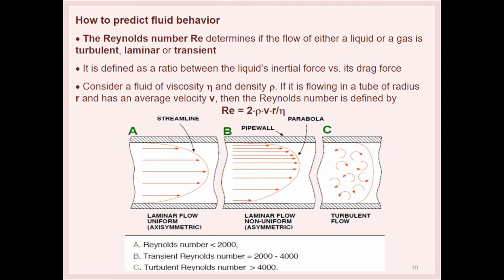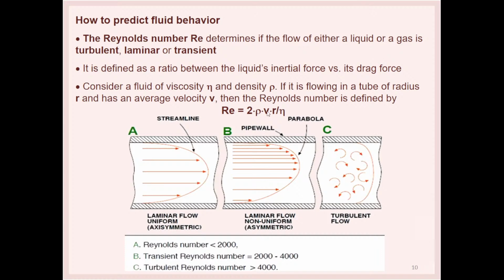The Reynolds number determines if the flow of either a liquid or gas is turbulent, laminar, or transient. It is defined as the ratio between the liquid's inertial force versus its drag force. Consider a fluid of known viscosity and density. If it is flowing in a tube of known radius and has a known average, linear velocity of motion, then the Reynolds number is defined by the formula shown on this slide.